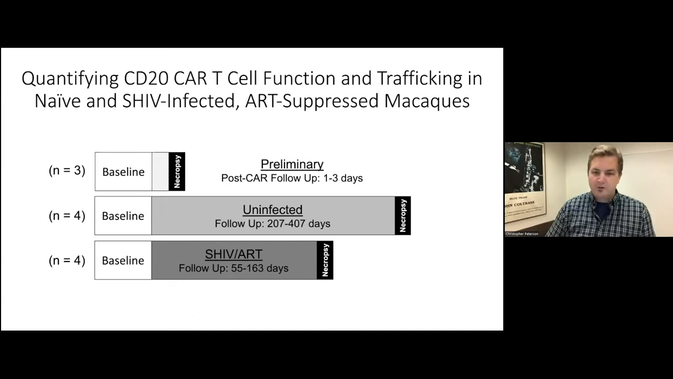One is where we looked at where these CAR T cells traffic. Specifically, are they getting to these B cell follicles in the first place? And the answer is yes. And I'll show you that data in a minute. And then most of the data I'll show you today is comparing two groups of four animals. The first group was an uninfected cohort that received CD20 CAR T cells. And the second was a SHIV-infected and ART-suppressed cohort that underwent the identical CD20 CAR T cell therapy.